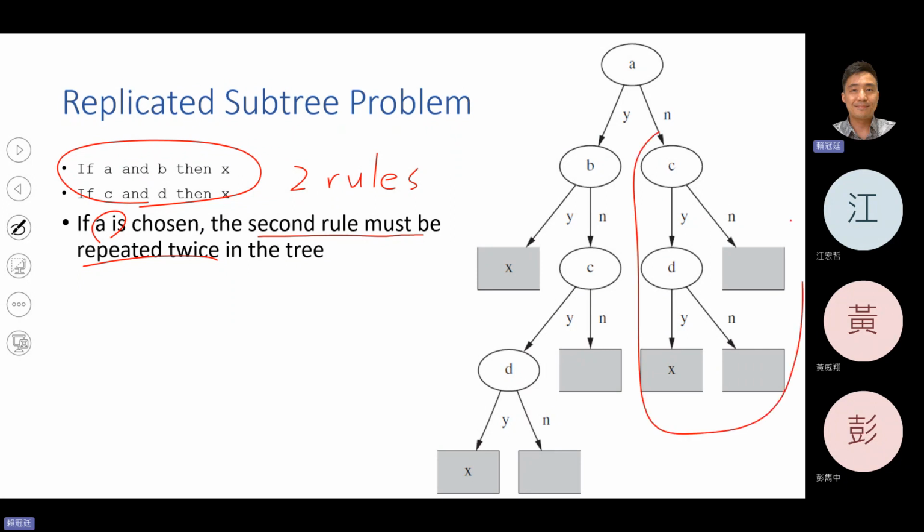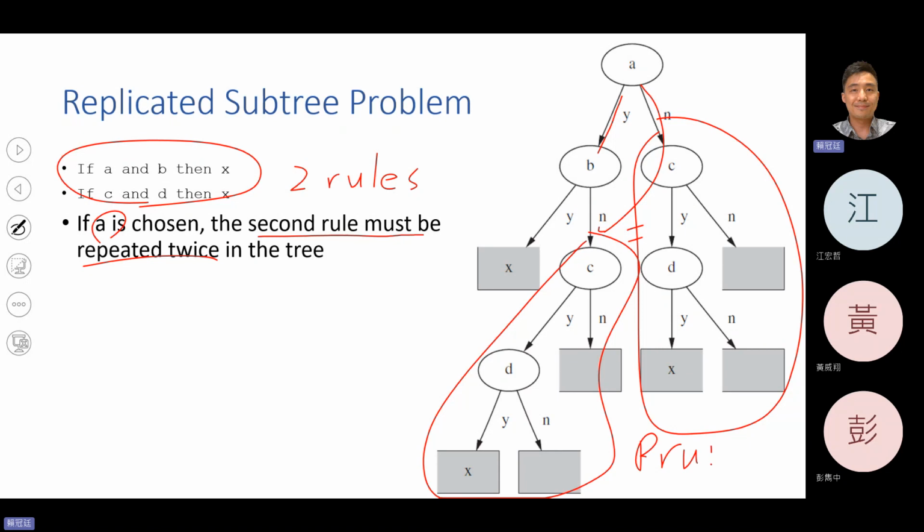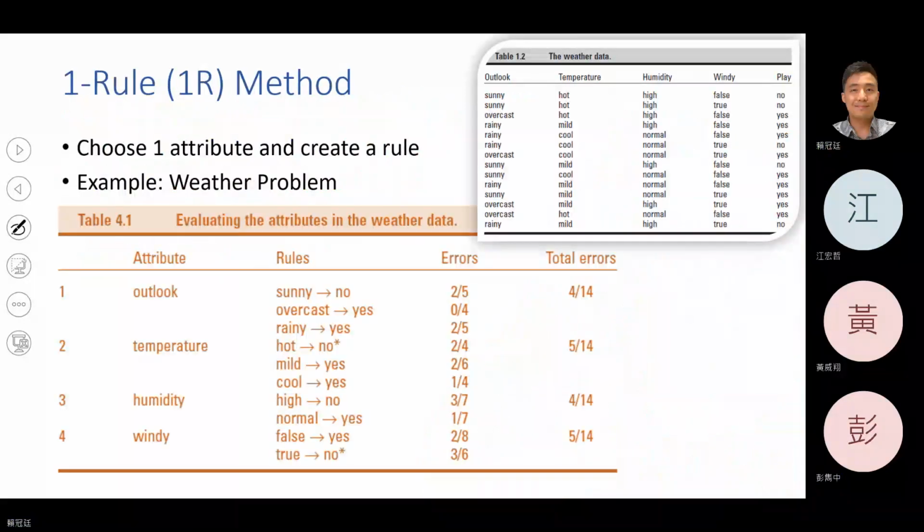So this part is the duplicate part. However, if you choose to split differently, then it needs to duplicate. So you can develop an algorithm to remove the duplicated subtree, right? That is pruning, and we will see how to do pruning. Interestingly, in deep learning now we are doing a lot of pruning to make our neural networks smaller. There is always a way to reduce the size of the model.